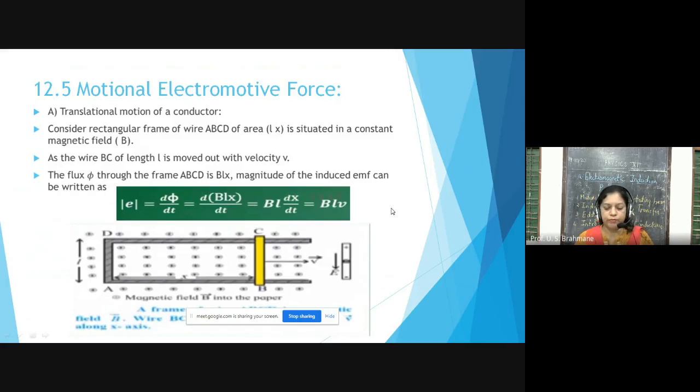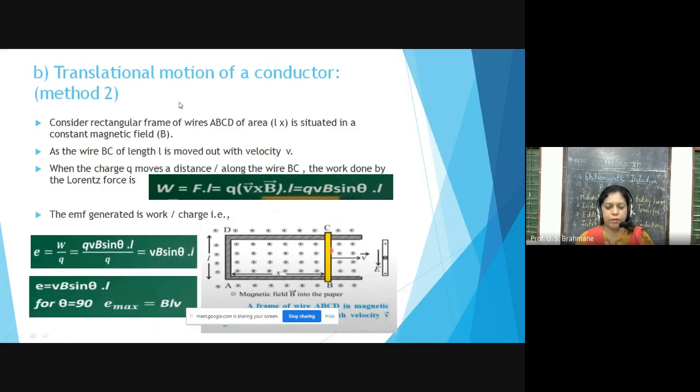Now the second method, in which we consider the work done. Whenever a force is exerted, if you are moving BC towards the right with speed v, then a force is exerted, because of which work is done. So work done W is equal to F dot L. By the Lorentz force, the force is Q v cross B, dot L. Then we have QvB sine theta times L.